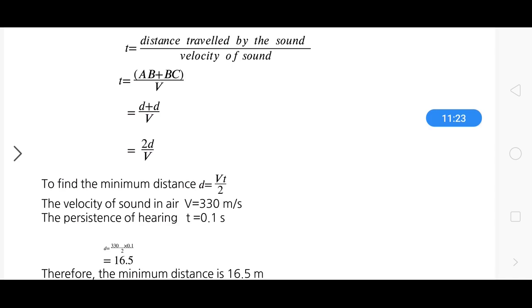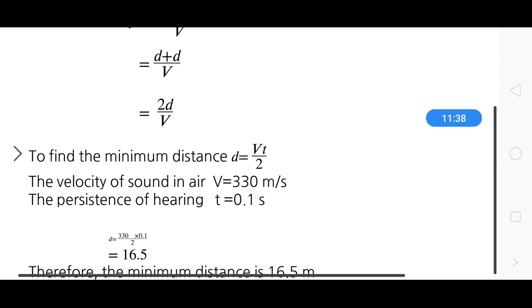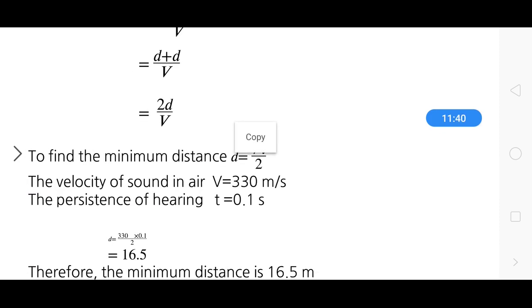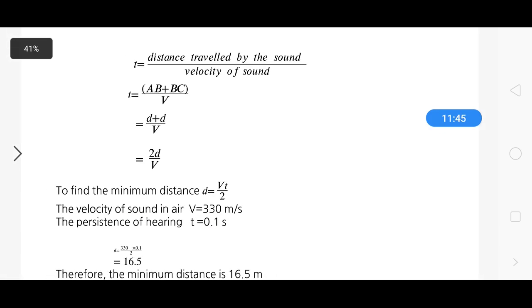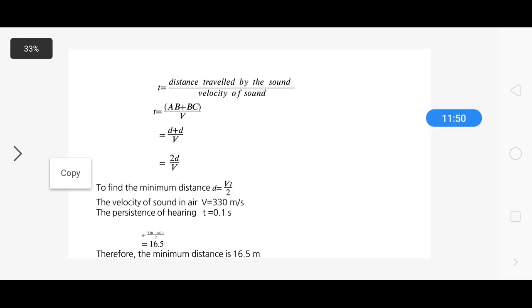So I am substituting the time interval t equal to 0.1 seconds in the equation, where v is equal to 330 meters per second. The substitution is d equal to 330 into 0.1 by 2, and we get 16.5. So 16.5 meters is the minimum distance between the source and the observer to hear an echo.